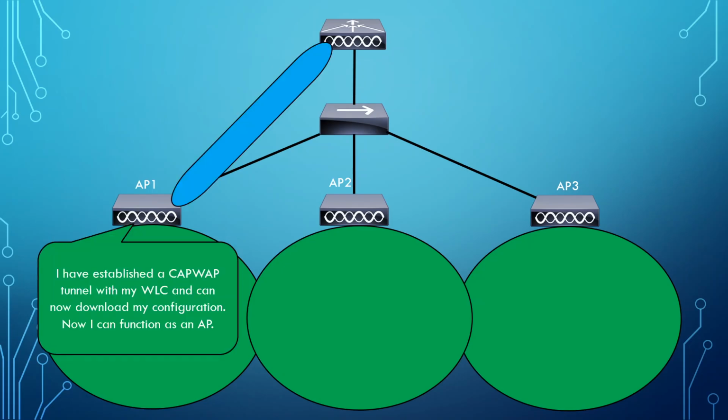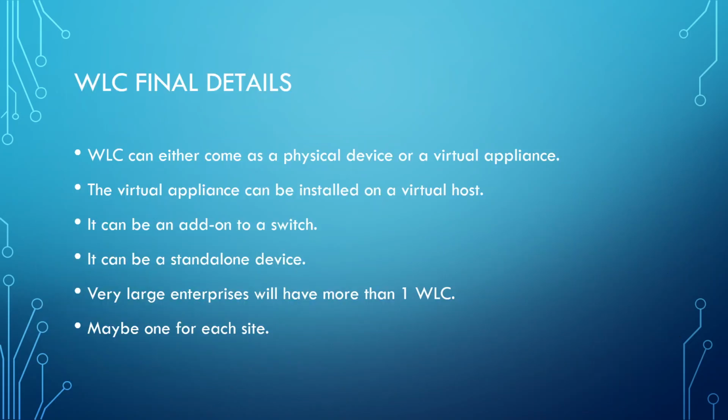So now it establishes a CAPWAP tunnel. He's like, okay, I've established a CAPWAP tunnel with my WLC. We can send and receive data back and forth. This performs two functions: it acts as a keep-alive, so that the wireless LAN controller knows that I'm alive and I'm working, and it also allows me to report and send information and data to the wireless LAN controller. Now that I've established this CAPWAP tunnel, let me download my configuration from the wireless LAN controller, and I can now function as a lightweight access point.